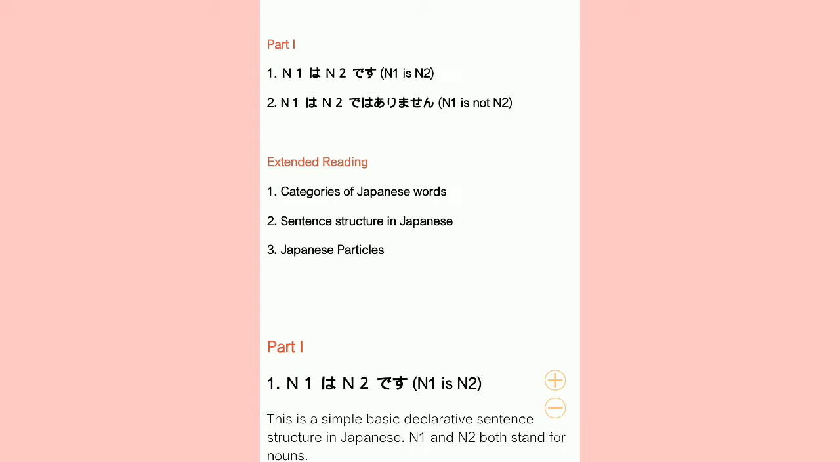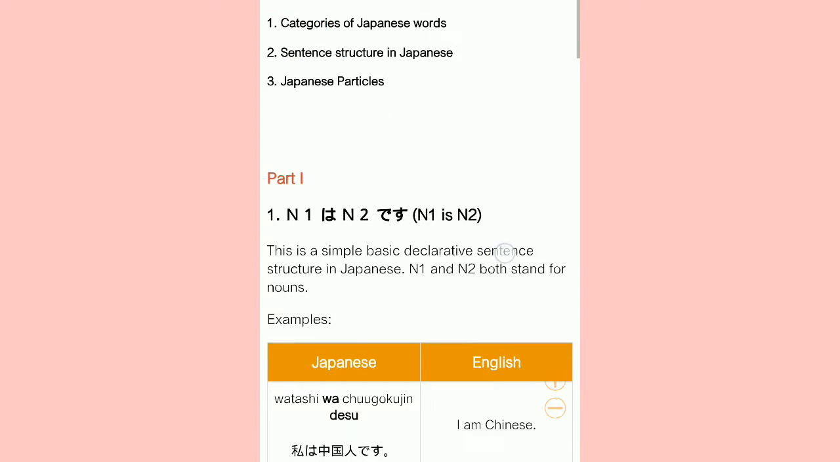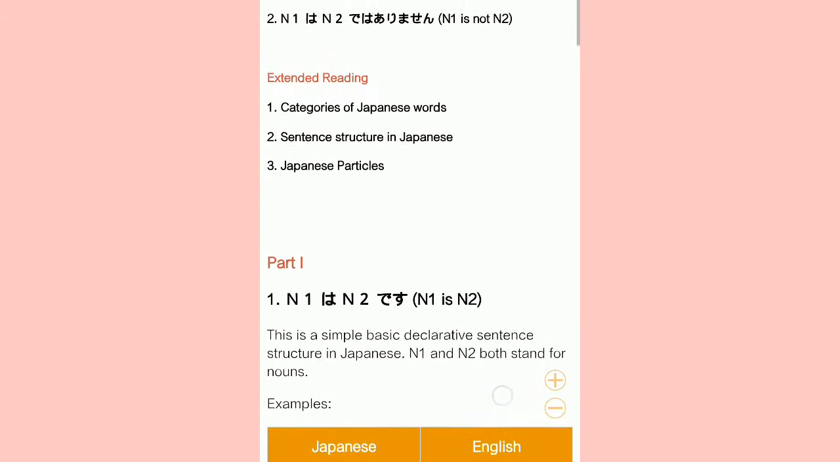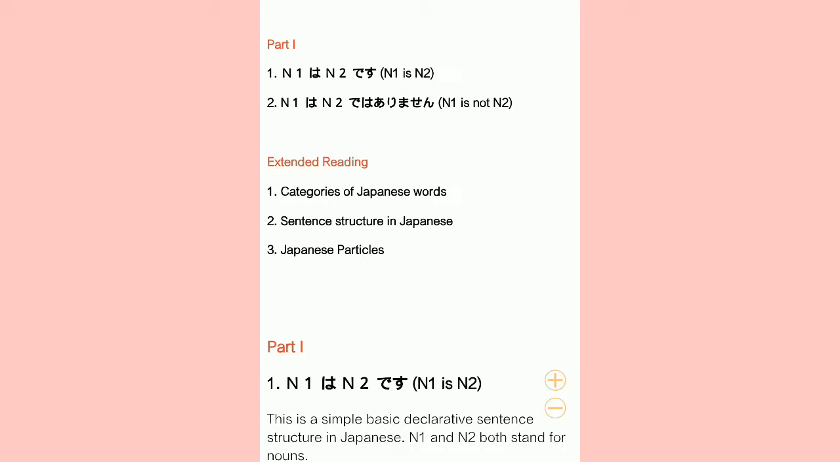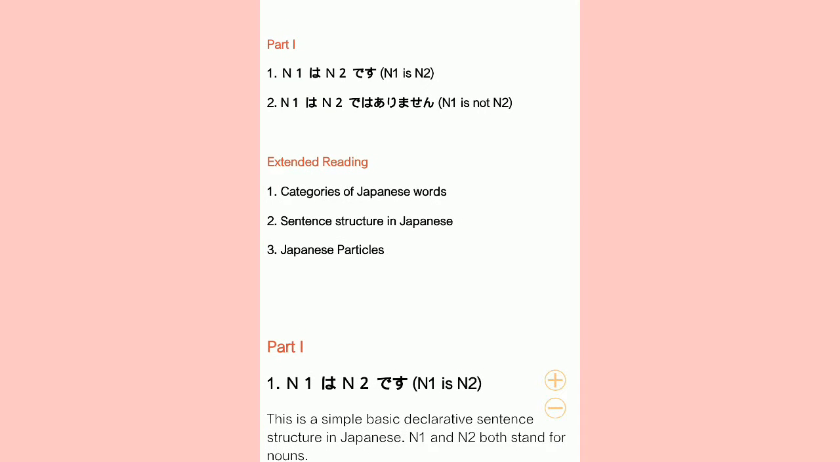As usual, we read it. Even though I don't remember all of the alphabet. Not all. I just remember A, I, U, E, O, Ka, Ki, Ku, Ke, Ko, Desu. That's all. But it's okay. In this app, we have the romanization so we can learn a little bit easier than if you don't have it. Okay, first of all, we are going to learn what is wa and desu.